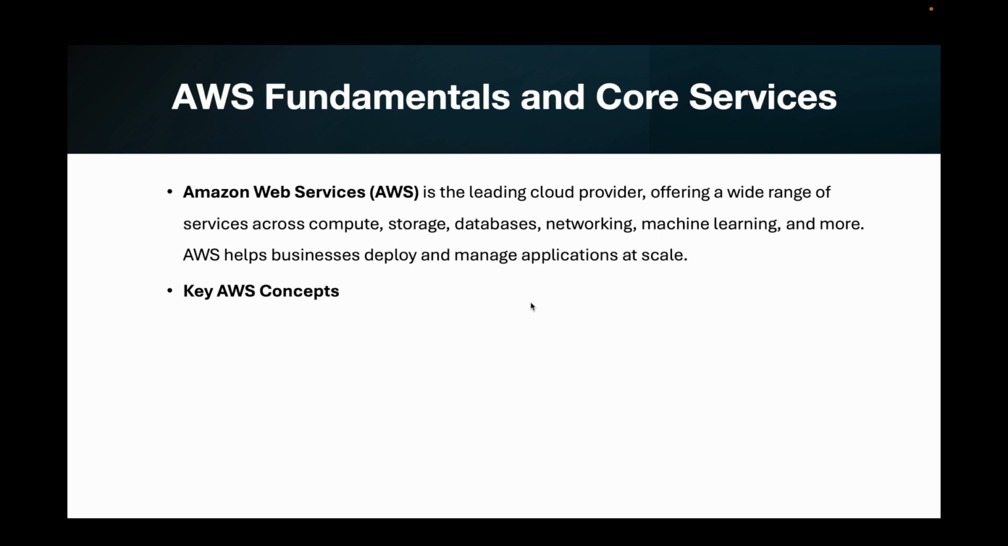Some of the key concepts of AWS include regions and availability zones, where AWS operates in multiple regions globally, each containing multiple availability zones or AZs. AZs are isolated locations within a region that provide redundancy in case of a data center failure. There are also edge locations. Edge locations are used to cache content closer to users for faster delivery using services like CloudFront.